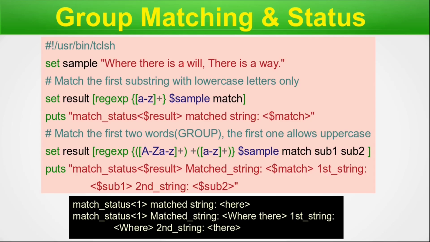Okay. Here within the angular brackets, what I have done is capture the outputs. So in the output, you see that the triangular bracket consists of the outputs. The first substring, sub1, is where, and the second substring is there. The match string is where there, the entire matched result.